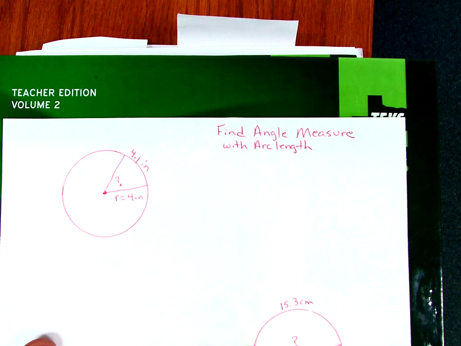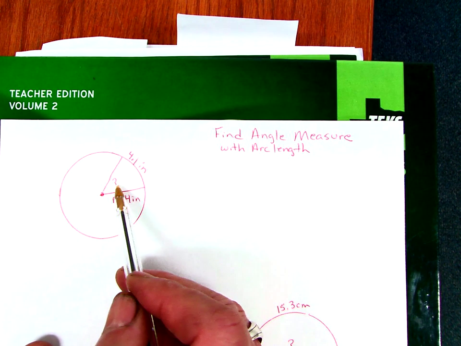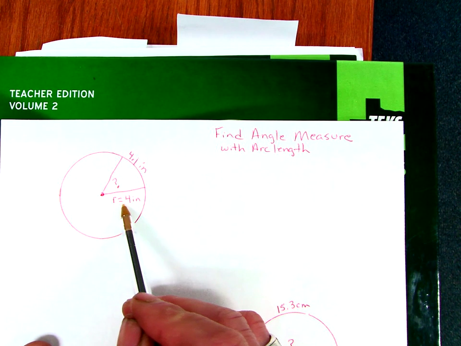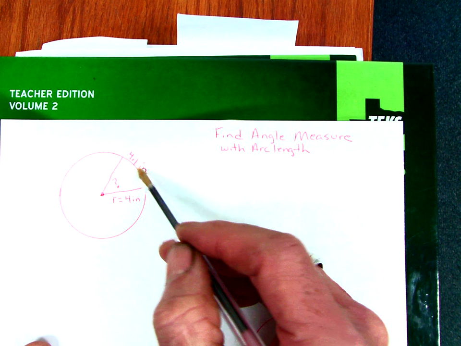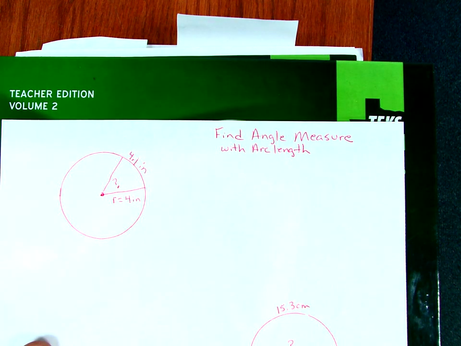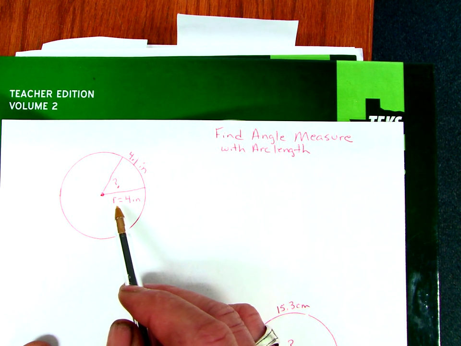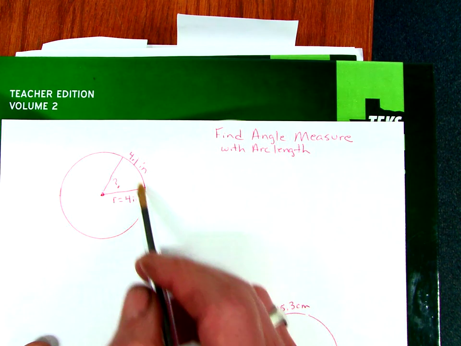All right, let's look at what we have here. I need to calculate this angle measure, and what I have to work with is the length of the radius and the length of this arc, this minor arc here. So to begin with, here's what I'm going to need to do. I'm going to need to find the circumference of the entire circle.